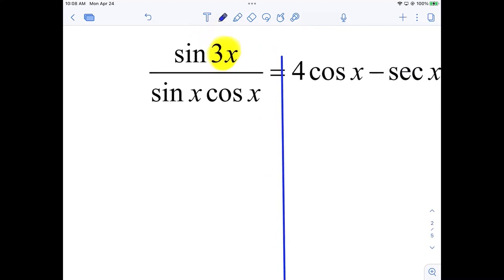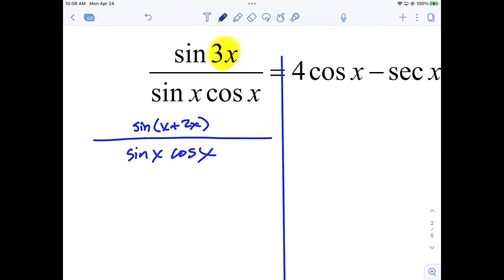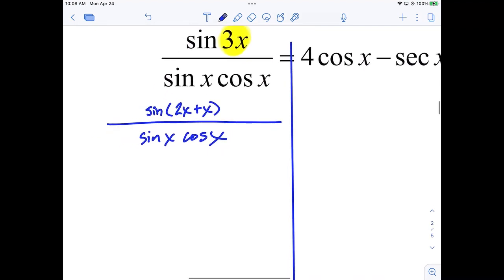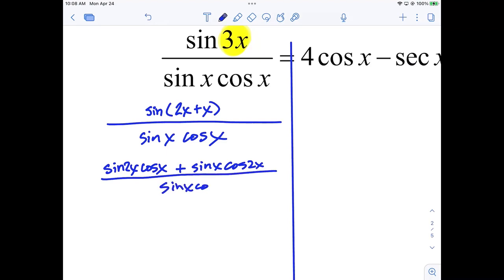Ready? Here we go. We're going to call it sine of x plus 2x. Or 2x plus x. It doesn't really matter. Do I want x plus 2x or 2x plus x? 2x plus x. That's what I thought. I'll rewrite it. There we go. And now we'll use the double angle identity or the composite identity for sine. We get sine of the first, cosine of the second, same sign, sine of the second, cosine of the first. All over sine x cosine x.